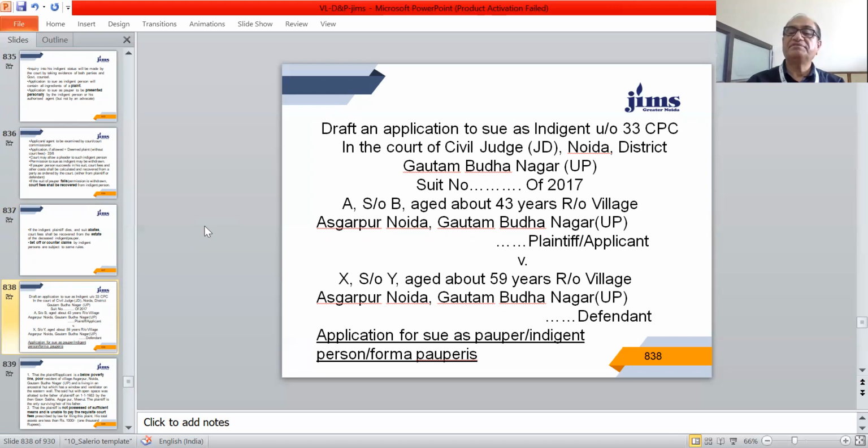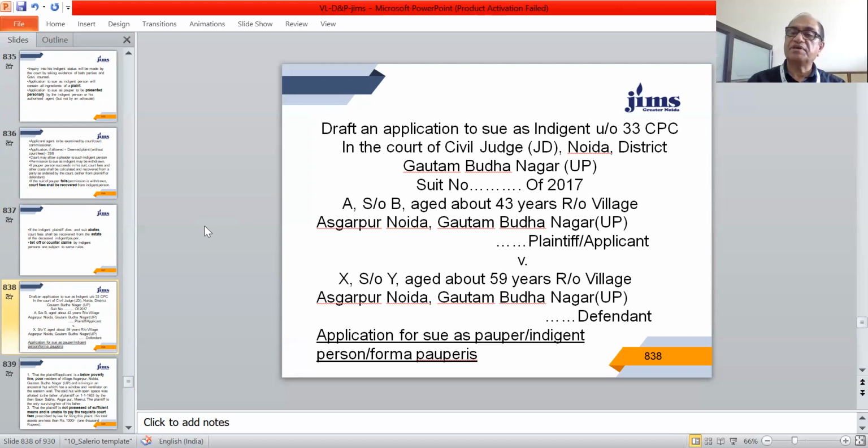Now, the name of the plaintiff or the applicant: A, son of B, aged about 43 years, resident of village Asgarpur, Noida, Gautam Buddha Nagar, UP. He is the plaintiff and applicant, versus the other party, X, son of Y, aged about 59 years, resident of village Asgarpur, Noida, District Gautam Buddha Nagar, UP, who is our defendant.